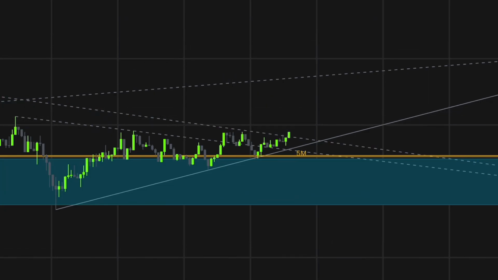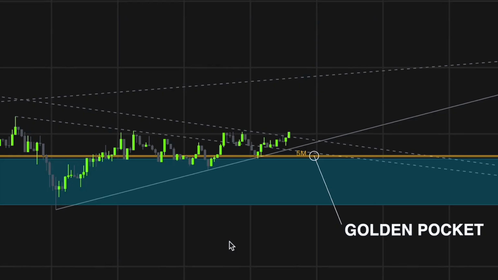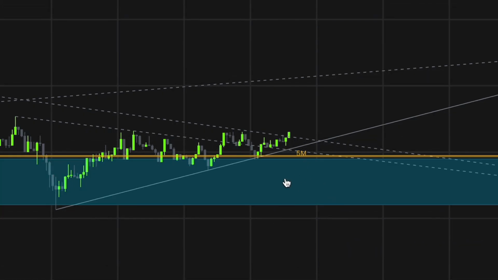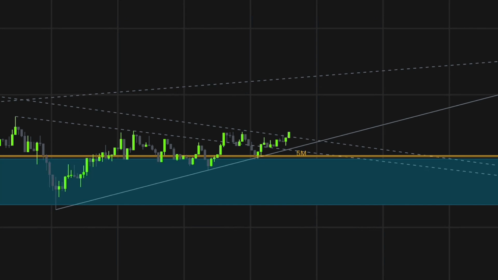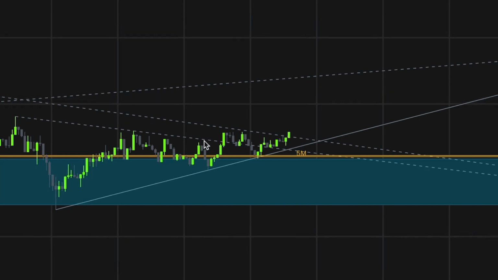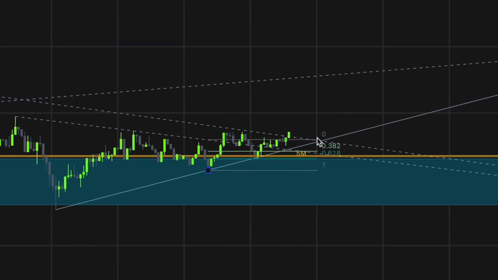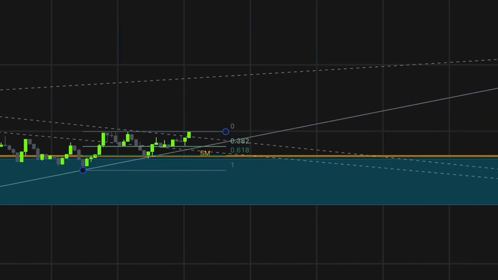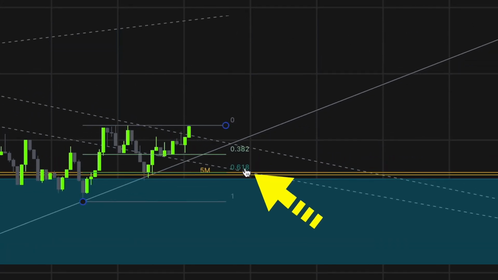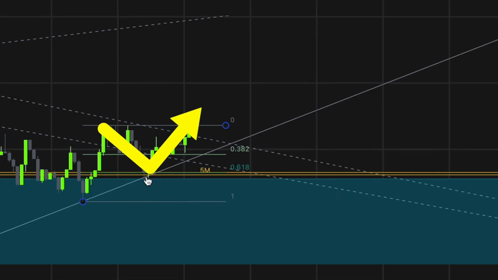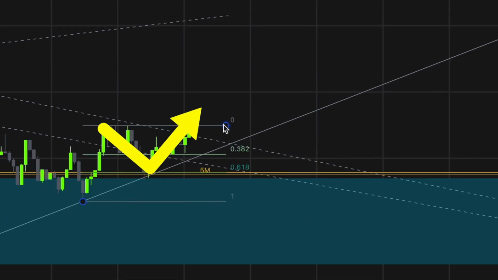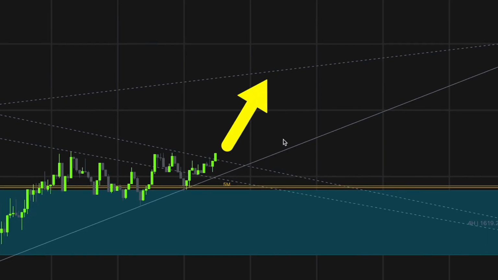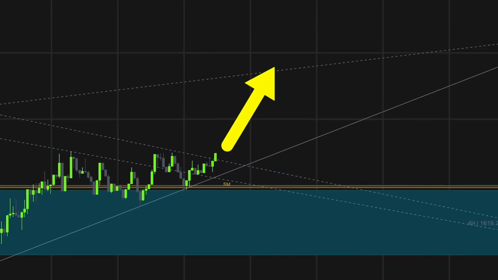One of the most unique features this indicator has is the multi-time frame golden pocket. In other words, this is a 0.618 Fibonacci golden ratio. If we draw a Fibonacci retracement from the latest low to the latest high, the golden ratio level is exactly in the golden pocket. When price pulls back to this level, the reversal probability is extremely high. Based on the technical analysis we've done, the price should rise in the near future. Let's see if this is true.